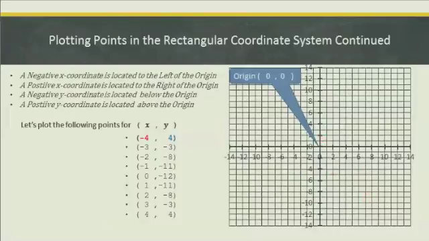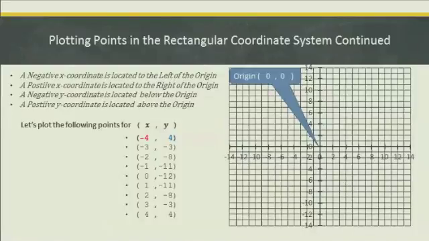Alright, so with that understanding, let's plot the following points for x and y. You'll notice below I have provided a list of x, y ordered pairs. When we go to plot these points, we're always going to start with the x coordinate and then the y coordinate. So in our graph here, we're going to plot this first point, negative 4 x and positive 4 y.